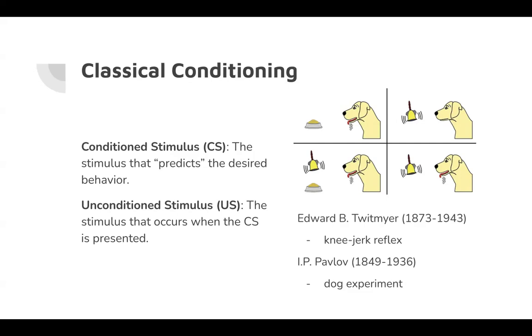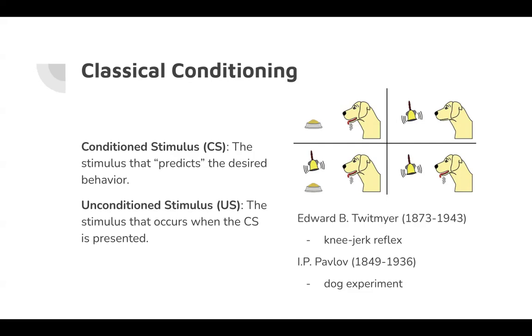But when the dog is presented with the food and the salivation occurs, which is that unconditioned response that's just natural for the dog, and the bell is also rung, which is that neutral stimulus, they can get paired together if it is done enough times, and then the bell can become the conditioned stimulus. So once the bell is rung, the dog will salivate. So, to further explain the conditioned stimulus versus unconditioned stimulus, the conditioned stimulus is the stimulus that predicts the desired behavior. The unconditioned stimulus is the one that occurs when the conditioned stimulus is presented.